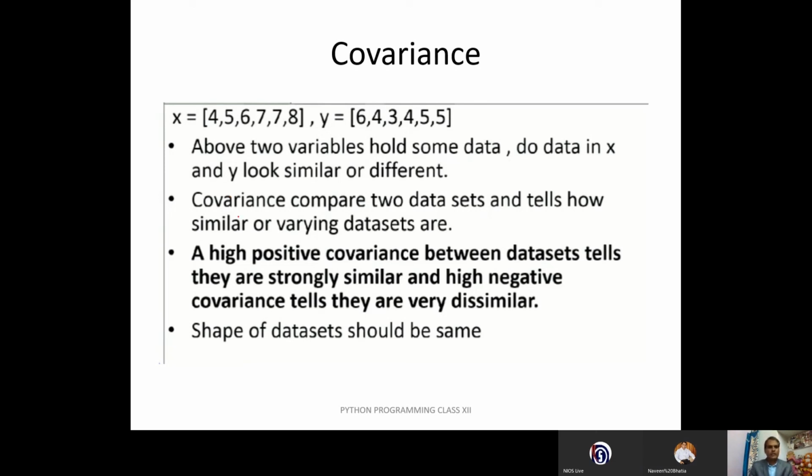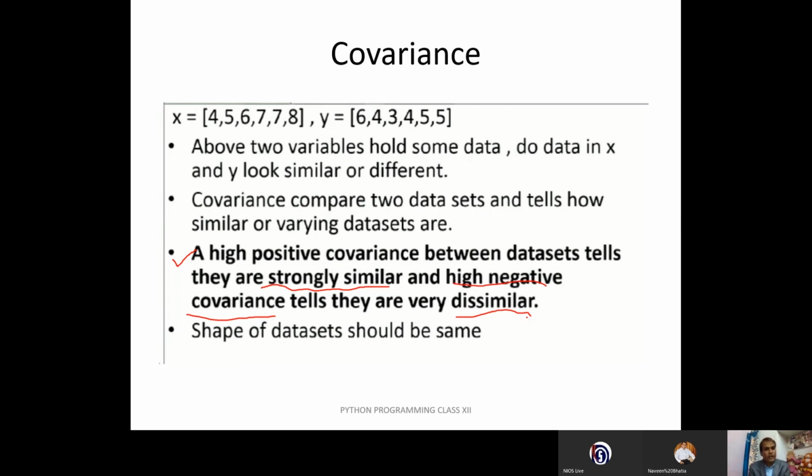Now you see, with the help of covariance, you can find high positive covariance between data sets, which tells you they are strongly similar, and high negative covariance will tell you that they are very dissimilar. I will tell you how to calculate the covariance manually, because in the exam a computer will not be there. I have a small image which I prepared, and I will show you.